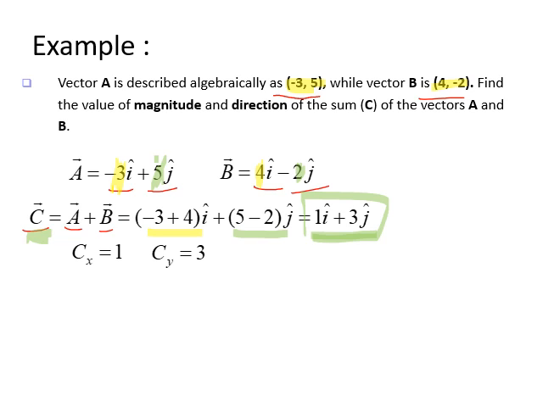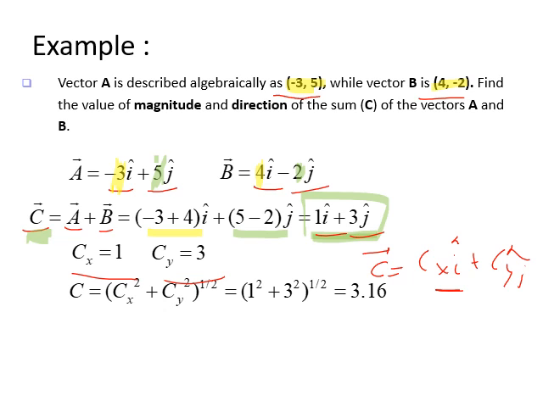So if you check this, the C vector you can write as Cx i cap plus Cy j cap. So that means your Cx is 1 and your Cy is 3 for this resultant vector. Now you got this vector as the resultant, C vector equals 1 i cap plus 3 j cap. But in the question, if they ask you to find the magnitude of the vector, so this is to find the magnitude of the vector.